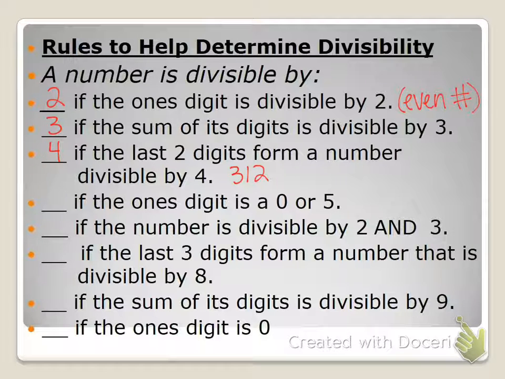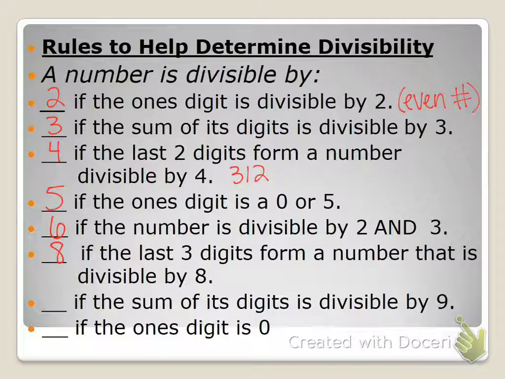Okay. A number is divisible by 5 if the ones digit is a 0 or 5. A number is divisible by 6 if it's divisible by 2 and 3. There is no rule for 7, so we're skipping over 7. If you put a 7 in the next blank, you should erase it. A number is divisible by 8 if the last 3 digits form a number that is divisible by 8. Okay, so it's kind of like the 4's rule, except this time it's got to be the last 3 digits divisible by 8.